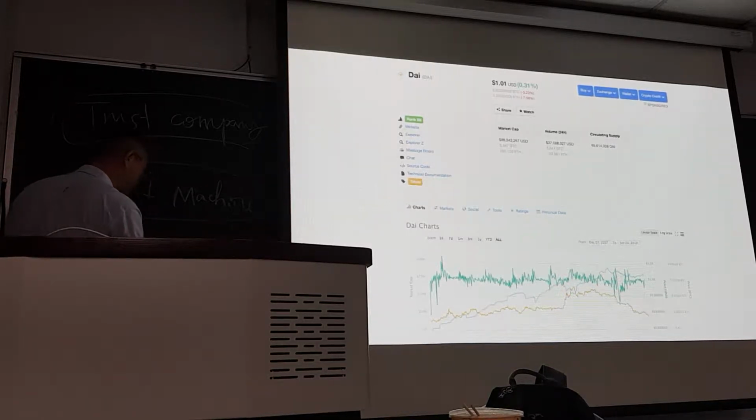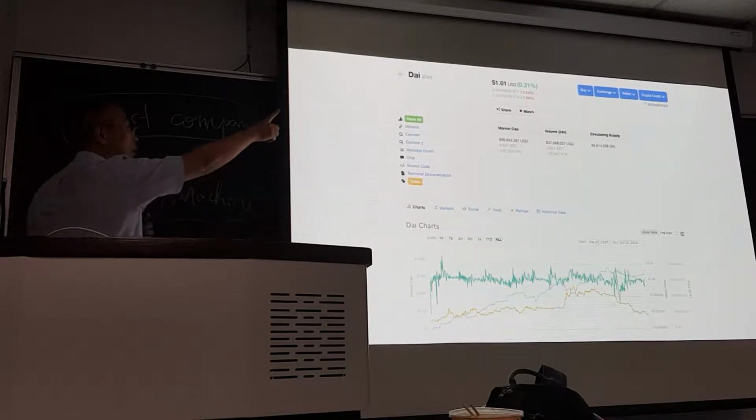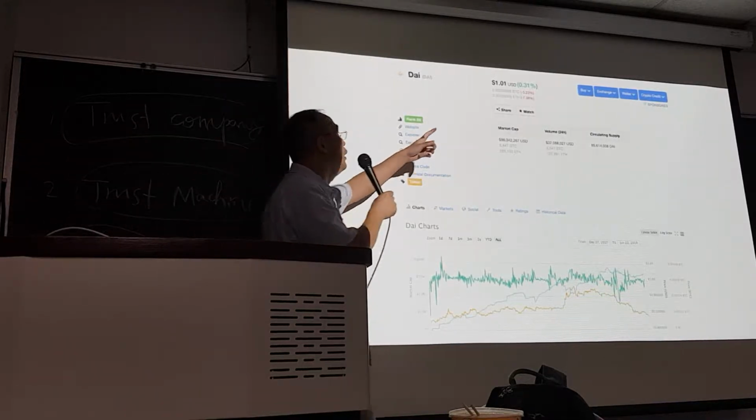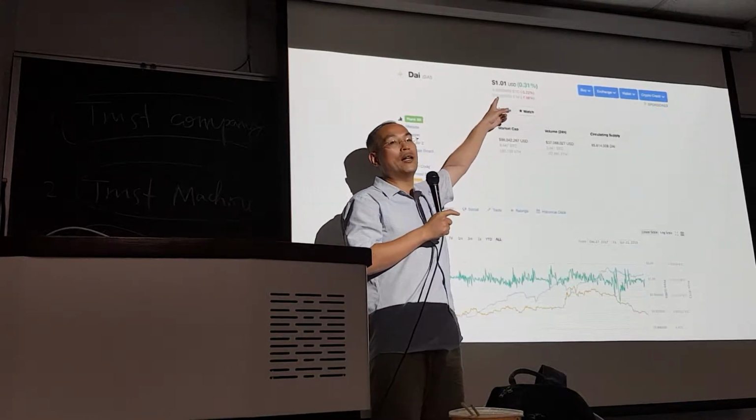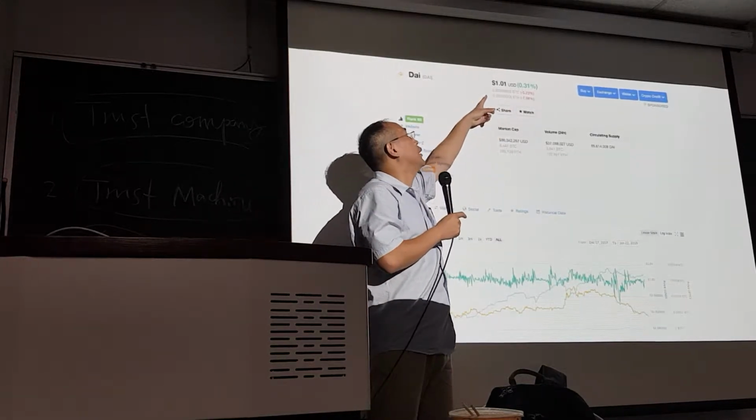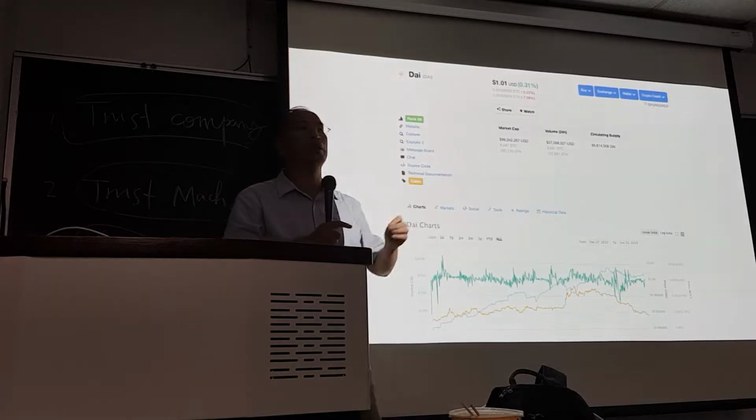So this is simplified Chinese, right? So Dai B is this. So you can see it's one peg on US dollar. So Dai B is 1.01 US dollars.